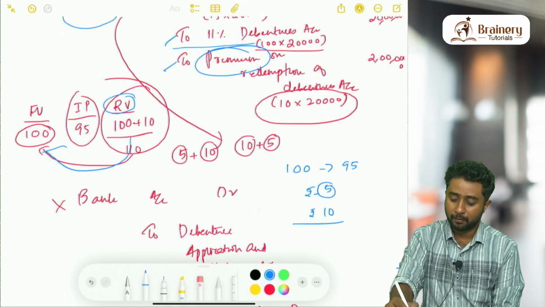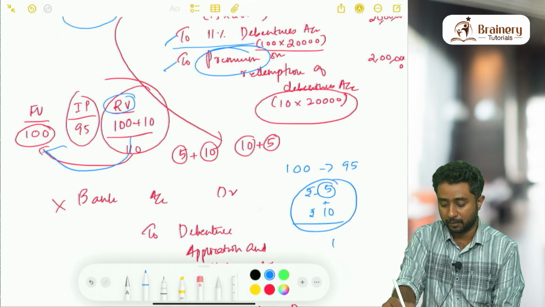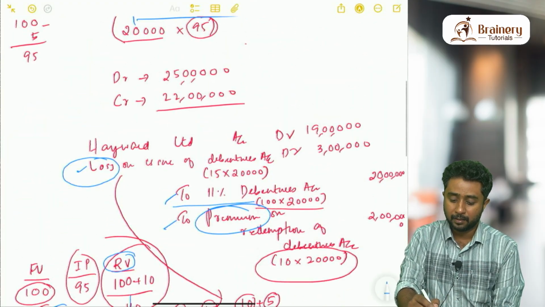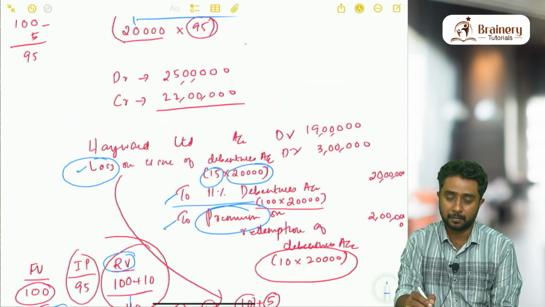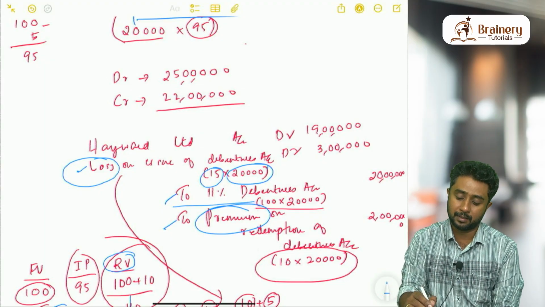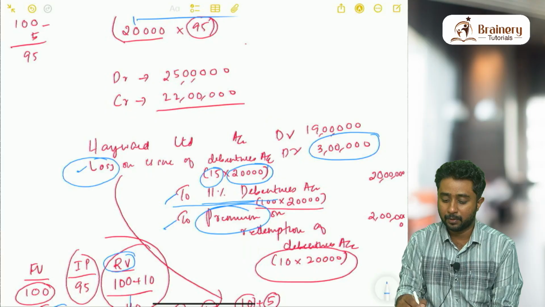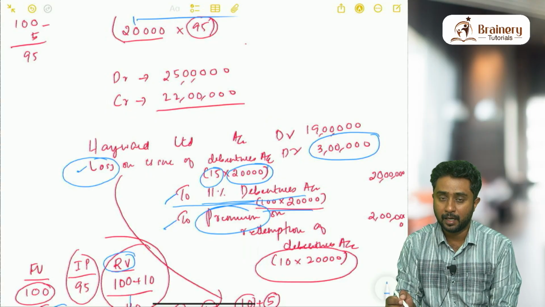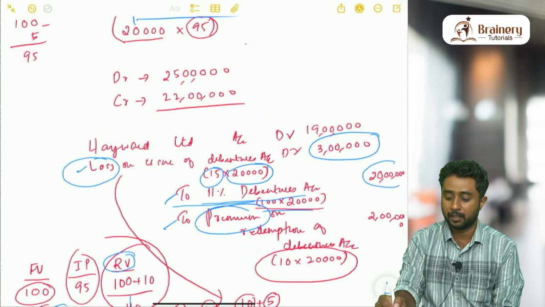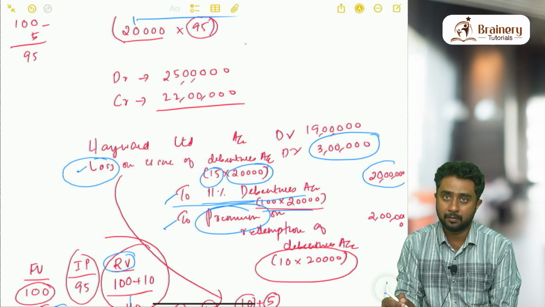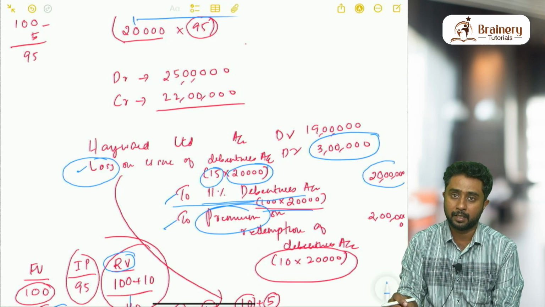So we will be getting these two as a total of 15. We multiply 15 with 20,000 debentures, because the number of debentures is given in the question as 20,000. So 15 into 20,000 gives 3 lakh. For 11% Debentures Account, we take 100 into 20,000, which gives 20 lakhs. Why is 100 taken here? Because face value is what you have to record in the debentures account.